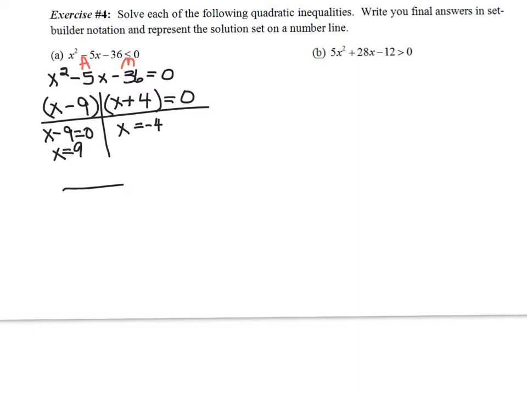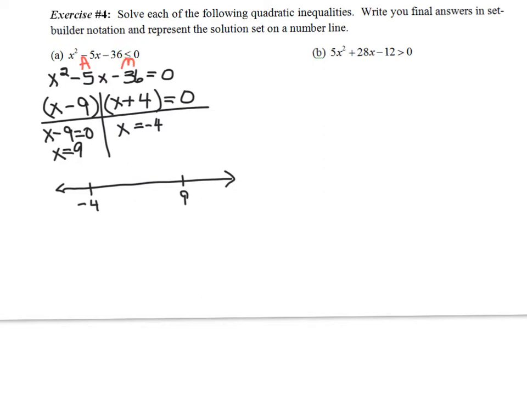I like to go ahead and put it right on the number line so that then I can use the number line to do my testing. So I'm going to put the -4 down here and the 9 down here. Now, when we go back to our original inequality, we see that it was a less than or equal sign. I think I'm kind of missing that equals because of the m that I wrote in there.